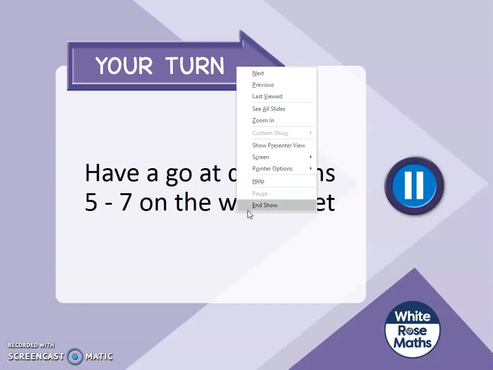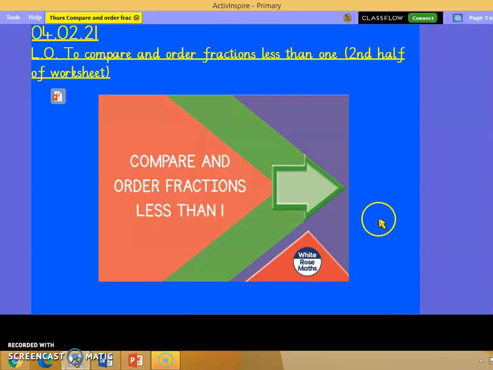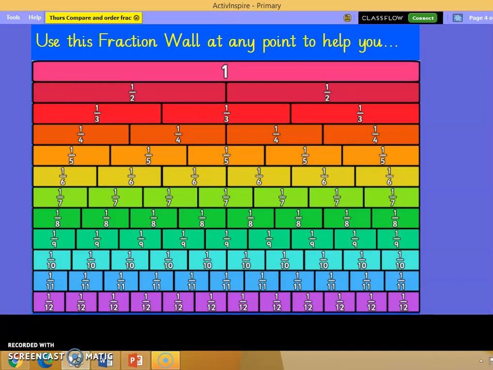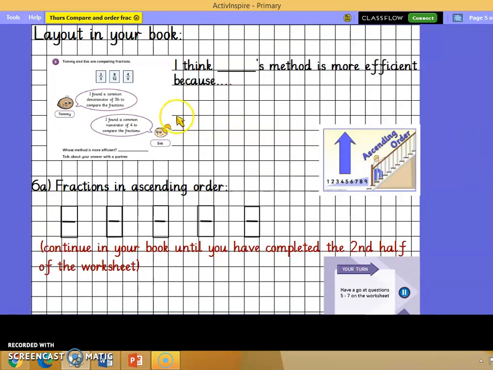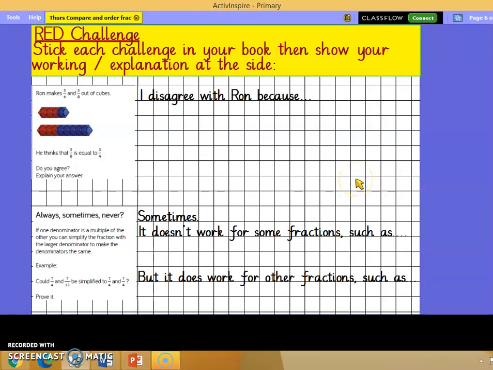Have a go at questions 5 to 7 on the worksheet. And I'd like you to record it, please, like this in your book. So for question 5, you're going to stick it in and then say whose method you think is more efficient and explain why. For number 6, to put the fractions in ascending order, you can see how to lay it out neatly in your book, and I've put a reminder here of what ascending order means. Continue in your book until you've completed the second half of your worksheet, and if you're ready for the challenges, definitely red group, move on to the next page.